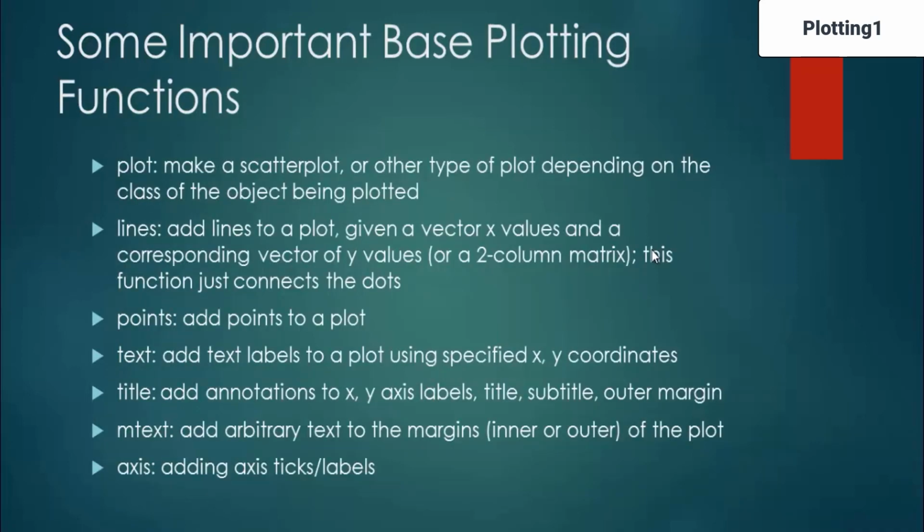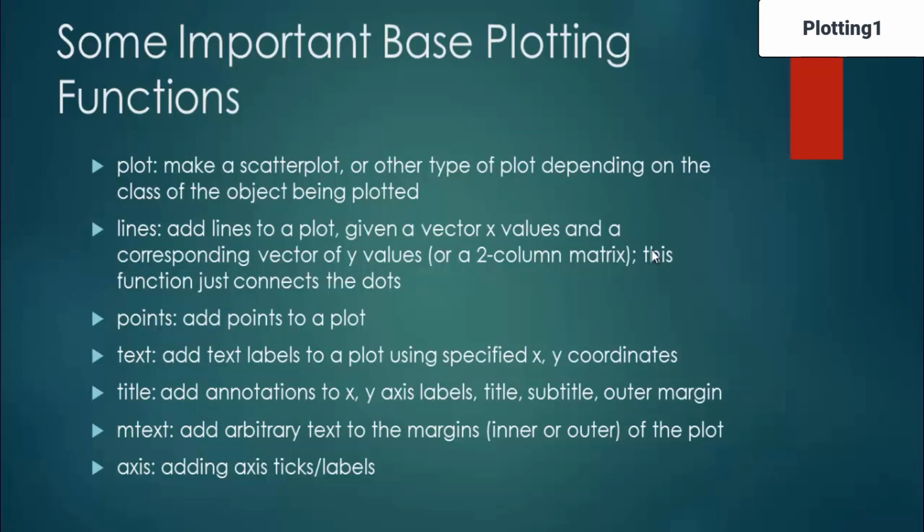Now some important base plotting functions. The first, foremost, and most used function is plot. Plot makes a scatter plot or other type of plot depending on the class of the object that is being plotted. Lines adds lines to the plot. Given a vector of x values and a corresponding vector of y values, or a 2-column matrix, this function just connects the dots and points.